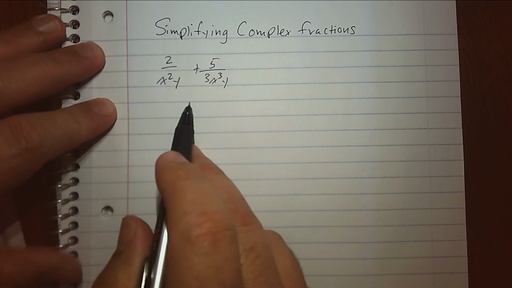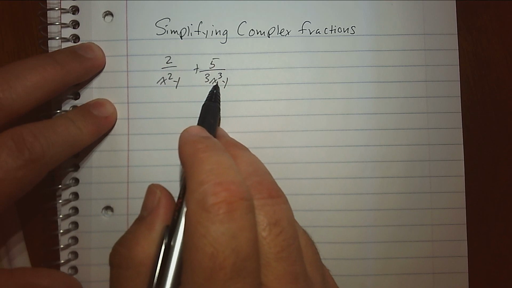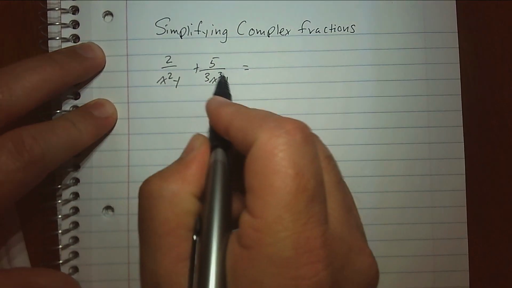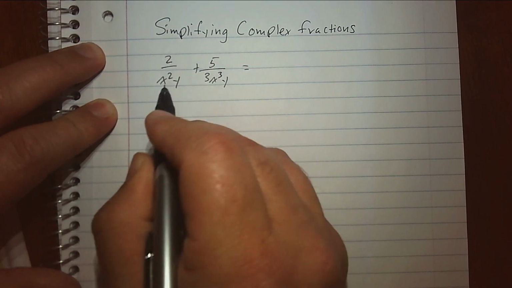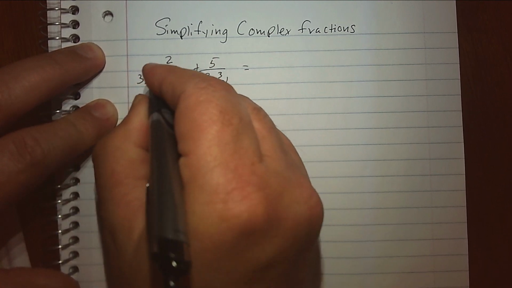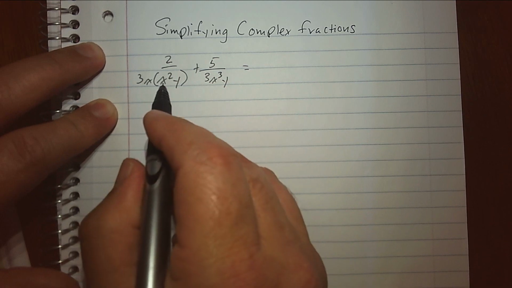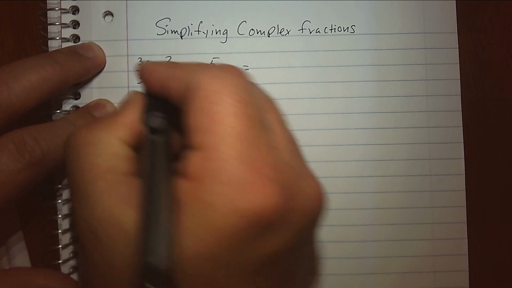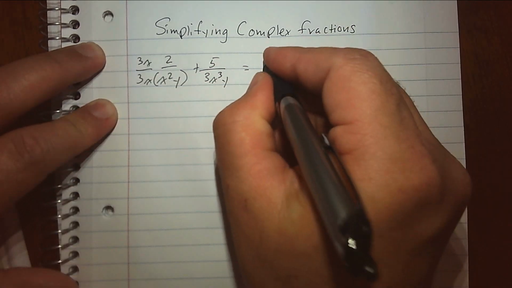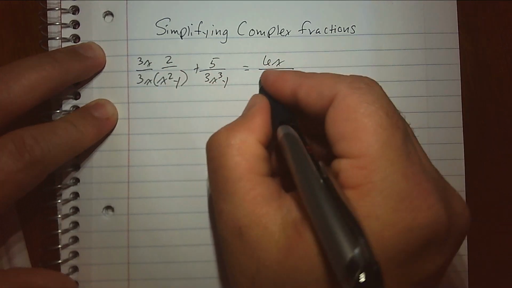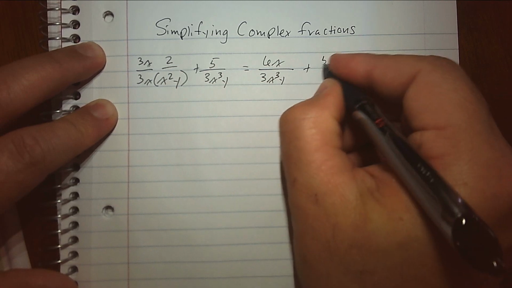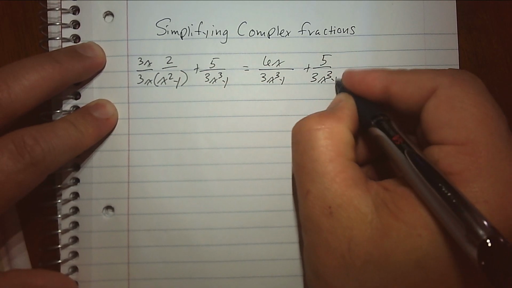So before we can do anything with this, we look at these denominators, and we're going to make them the same by taking what's in this and not in this. This doesn't have a 3, so I'm going to multiply this times 3, and there's an x cubed, so I'm going to have to multiply it times 3x, because this needs one more x. And remember, when we're dealing with fractions, whatever I do to the top, I've got to do to the bottom, vice versa. So 2 times 3x is 6x over 3x cubed y. And this doesn't have to change, so it's just plus 5 over 3x cubed y.